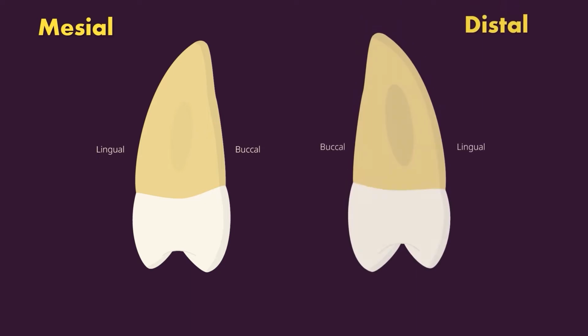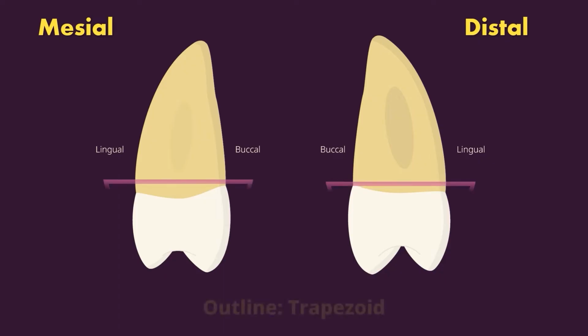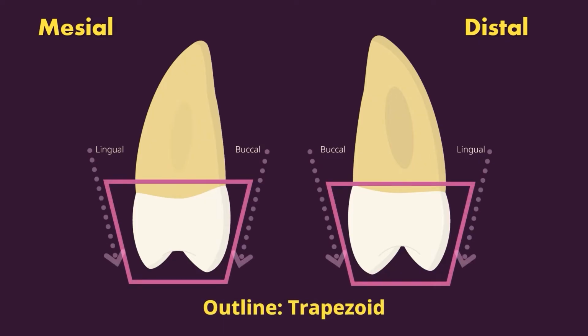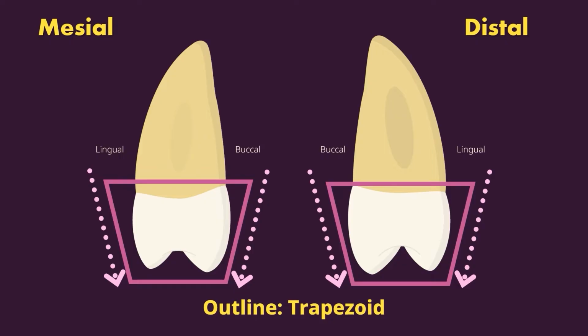Now let's check out those proximal views. This is the mesial, this is the distal. Lots of similarities with the maxillary first premolar, but also a couple of differences. The shape of the crown is trapezoid with the larger base at the cervix, smaller base at the occlusal.